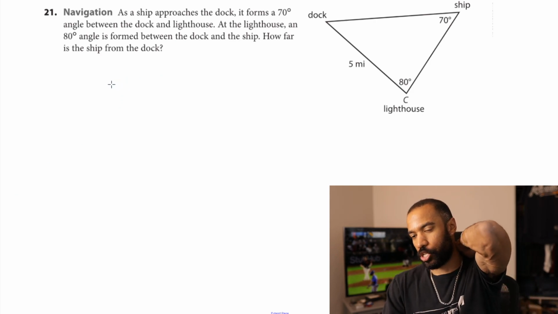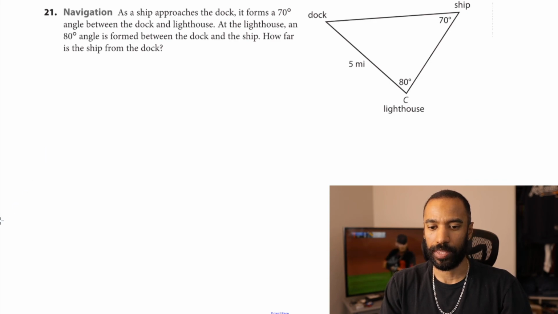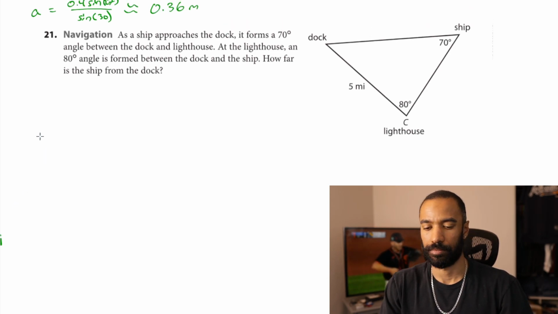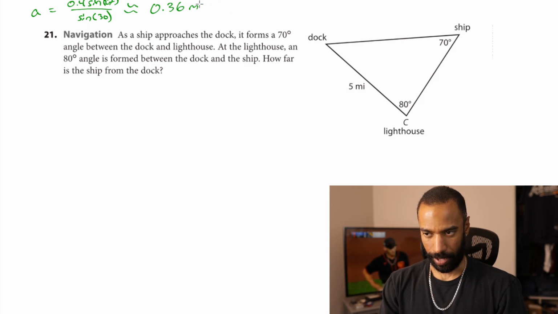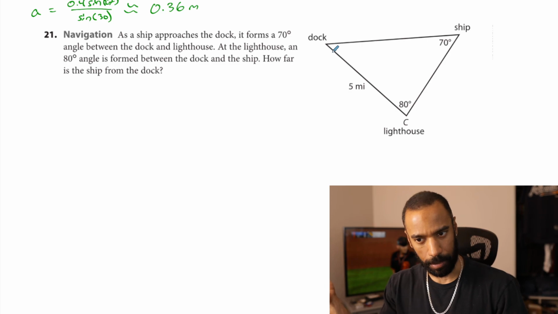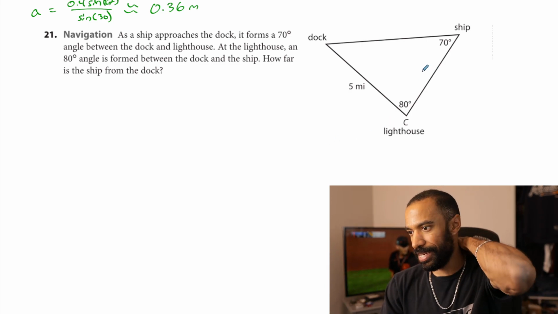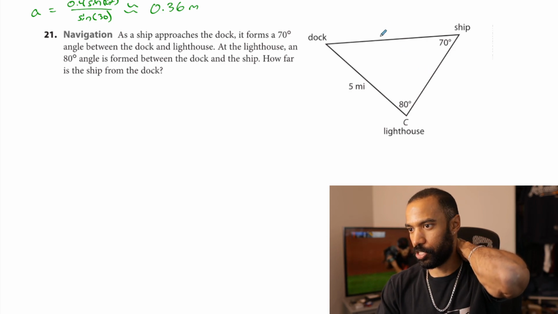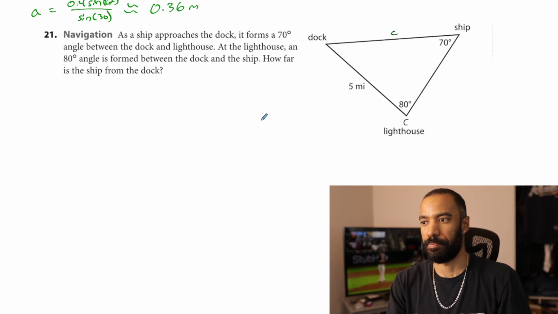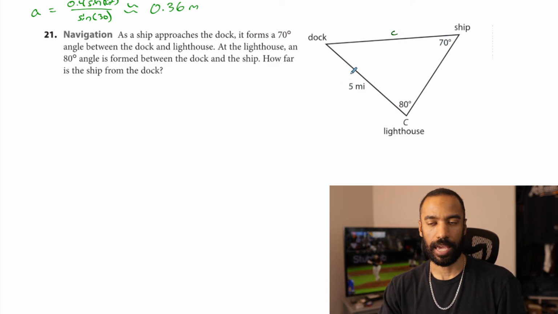Last one. As a ship approaches the dock, it forms a 70-degree angle between the dock and the lighthouse. Fantastic. At the lighthouse, an 80-degree angle is formed between the dock and the ship. How far is the ship from the dock? We need C. You don't need anything for the dock's angle or the distance from ship to lighthouse. We have all the information that we need.